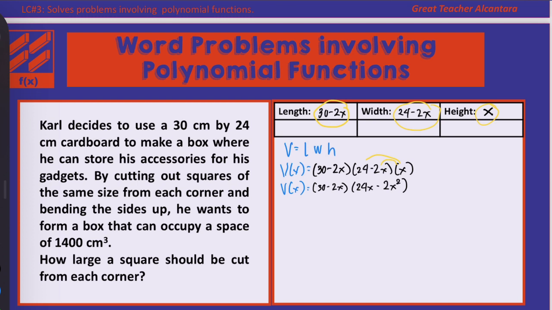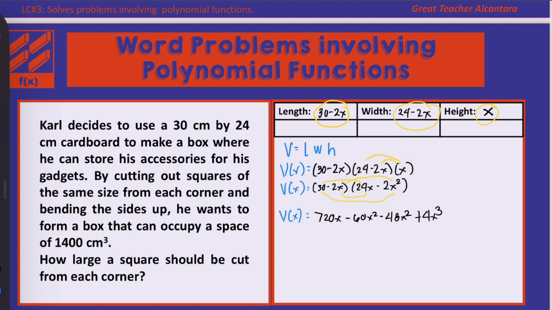Now you have two binomials, so what you can do with this function is apply the concept of distributive property or FOIL method. So you can multiply 30 times 24x, that will give you 720x. Then you may multiply the outer terms, 30 and negative 2x squared, that's going to give you negative 60x squared. Multiply the inner terms, negative 2x times 24x. It's going to give you negative 48x squared. And lastly, you may multiply negative 2x to negative 2x squared, and you will get positive 4x cubed.